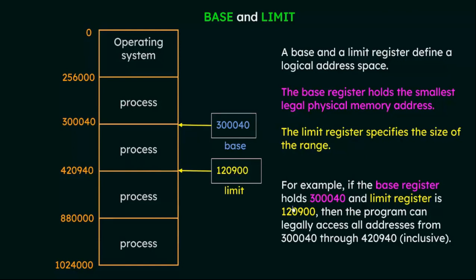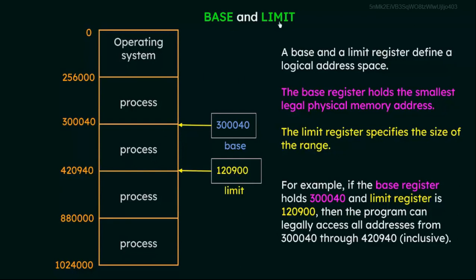So here, if the base register holds 300040 and the limit register is 120900, then the program can legally access all addresses from 300040 through 420940 inclusive. That is what I just explained. The base is the smallest legal address from which the legal address space starts for the process, and the limit specifies how many addresses starting from here it can access. If we add these two, we'll get the last memory address that this process can legally address.